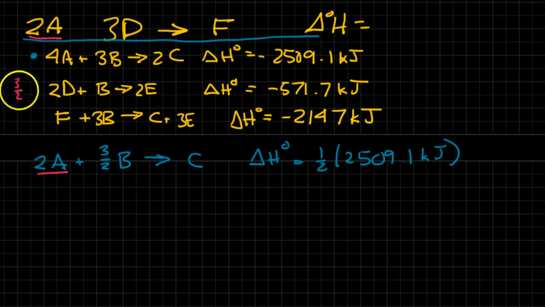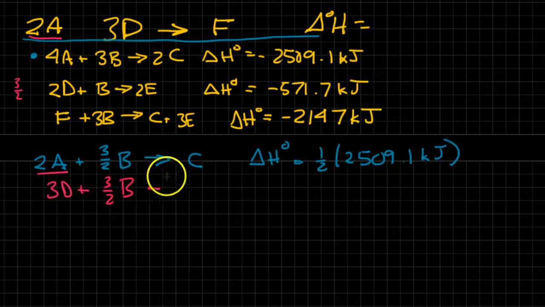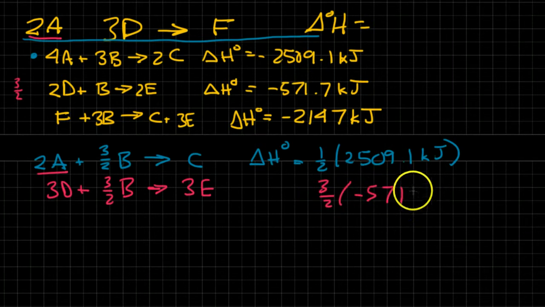So let's do it. 3 halves of this, those cancel out, so I would say 3D plus 3 halves B. I think something good's going to happen there, I hope. Okay, yields 3E. And because I multiply by 3 halves, I'm going to have to do the same thing over here. I'm not going to keep writing all that out. Negative 571 kilojoules, we're assuming, right?